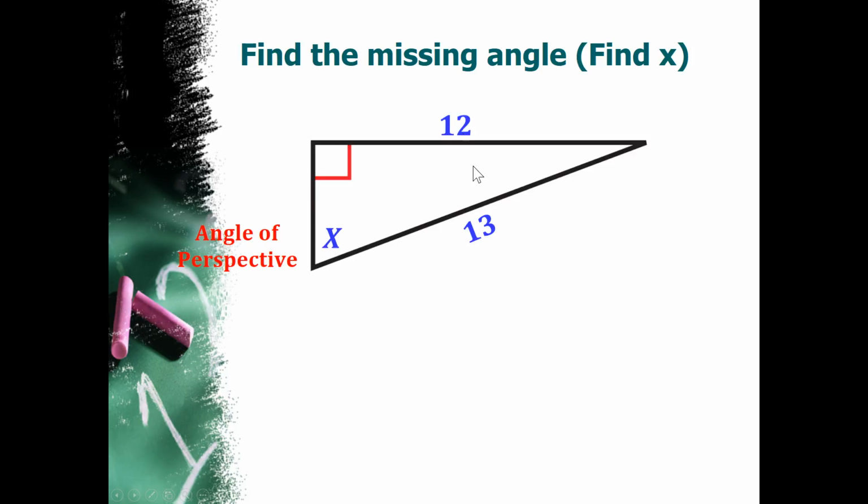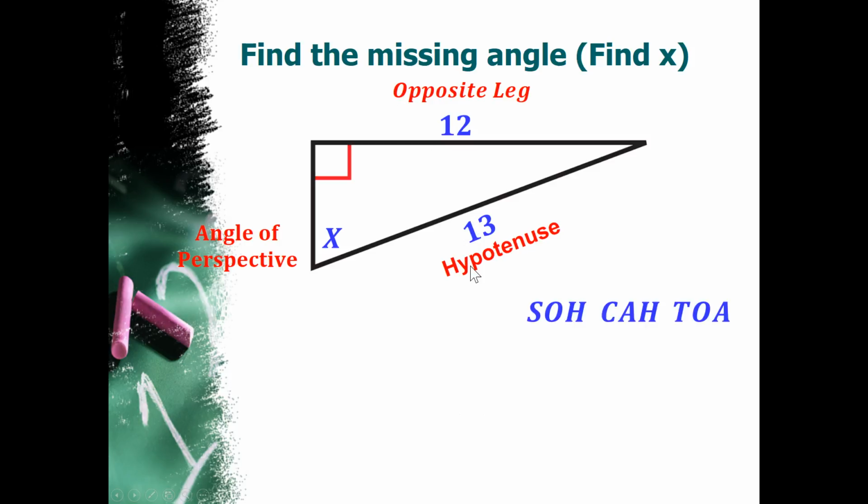We need to identify our sides. So we have an opposite leg. The 12 is directly across from the x. And then we have a hypotenuse, which is the side that's directly across from our right angle. So we're looking for a trig function that uses opposite and hypotenuse. Looking through here, we've got opposite and hypotenuse right here with our sine. So we're going to go ahead and use sine, ignore cosine and tangent.